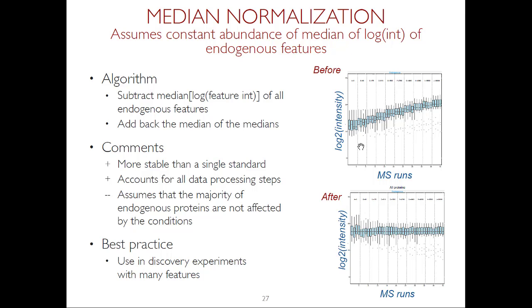And this was just one example. It was actually a titration experiment where we expected a systematic increase in intensity. And of course, if we normalize it, then nothing else is left, right? So this is not a good way of doing it. So it's good because it's more stable than a single standard. It accounts for all the data processing steps, but is not applicable, for example, for SRM, where we target proteins because we expect them to change. So this will not be a good normalization.